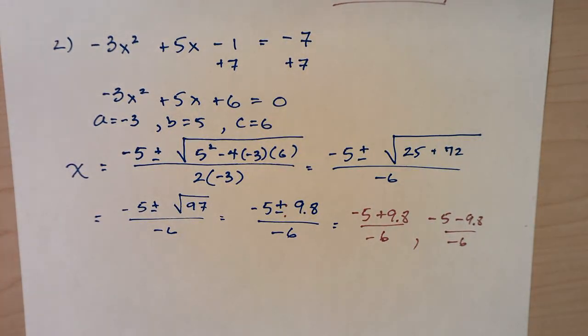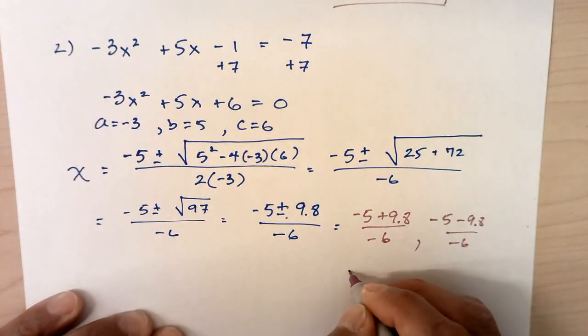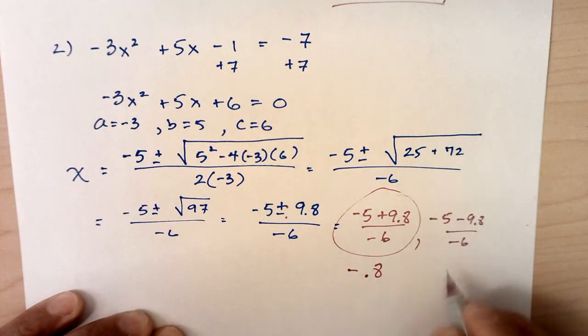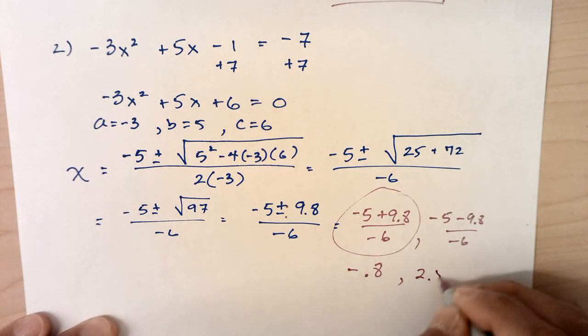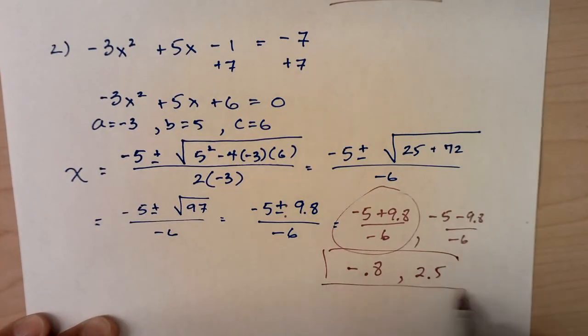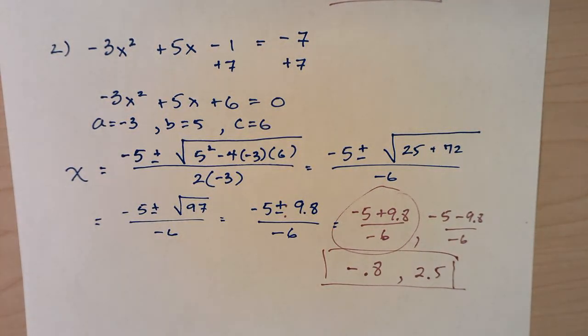So I'm just using my calculator here. You can kind of follow along with me and use your calculator as well. -5 plus 9.8, and then divide that by -6. Don't forget about the negative. Should be about -0.8 for this first solution. Your second solution is -5 minus 9.8. And then you want to divide that by -6. Should be about 2.5. So these should be the two solutions for that quadratic equation, specifically using the quadratic formula.